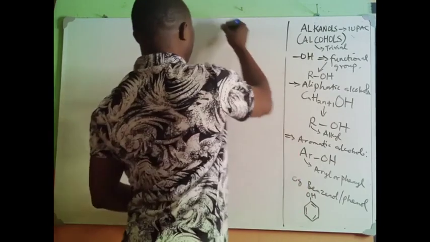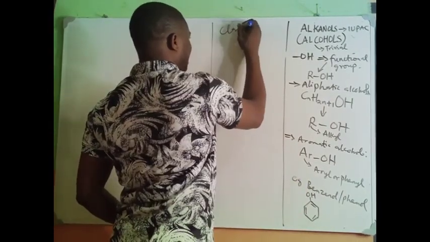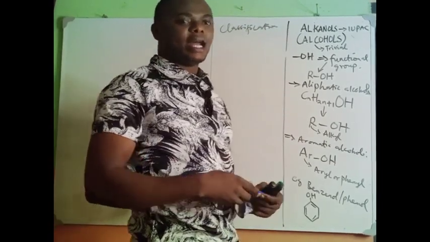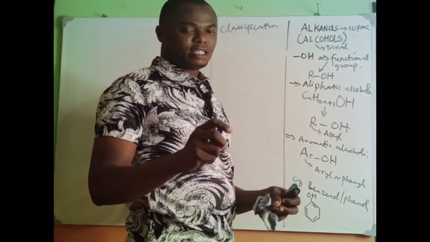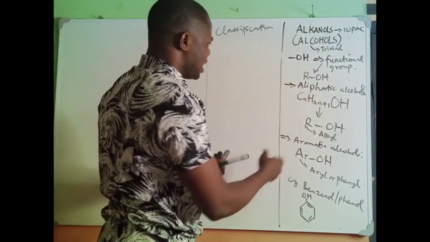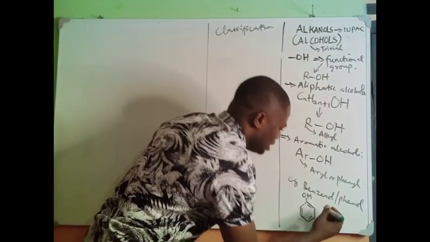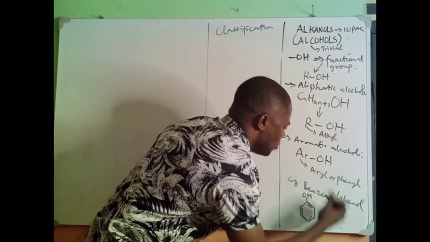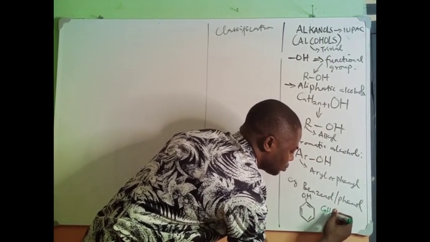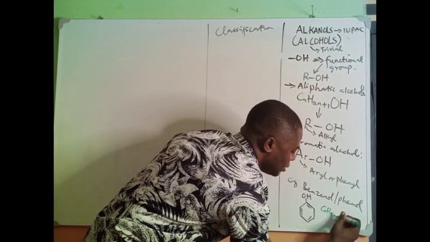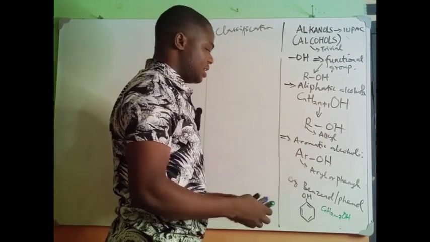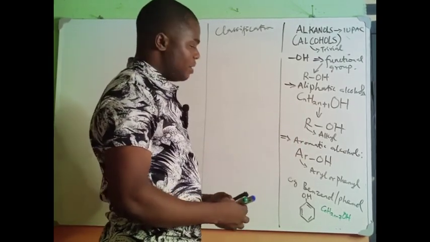So let's talk about classification. I'm going to be classifying alkanol into different groups. Before we continue with classification, just like I gave the formula of aliphatic alcohol, the formula of aromatic alcohol is going to be CnH2n-7OH. That's the general formula for aromatic alcohol.